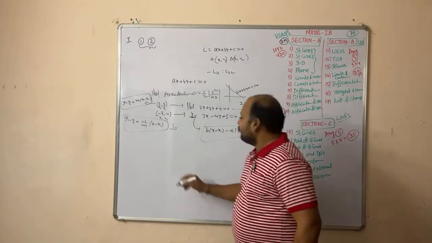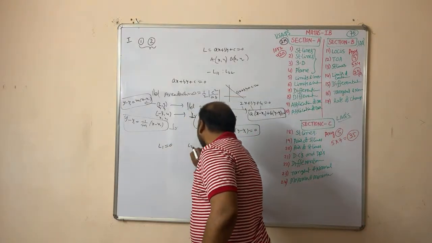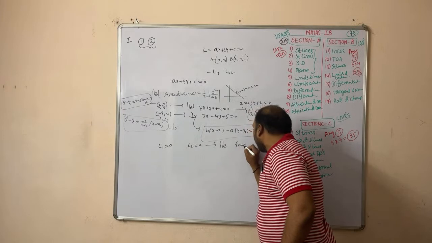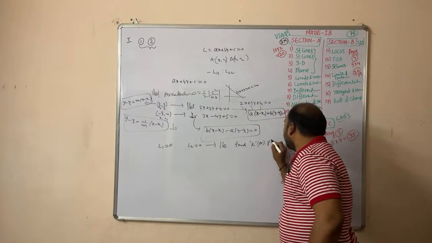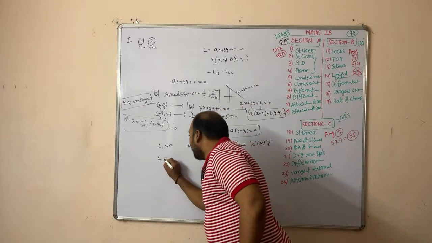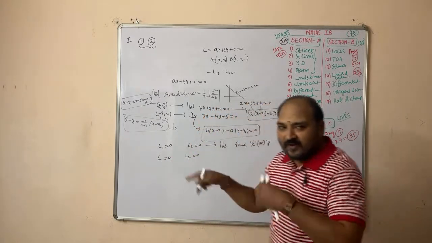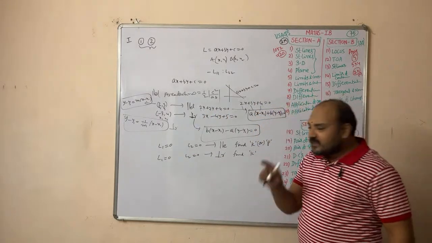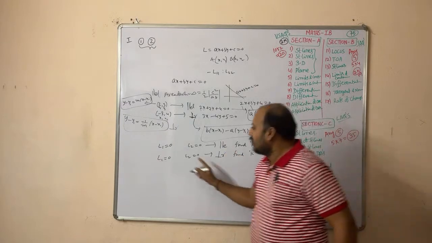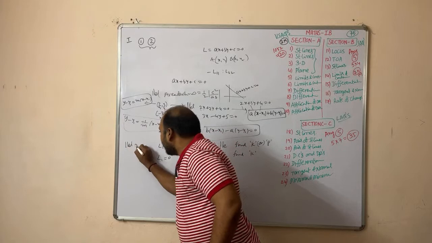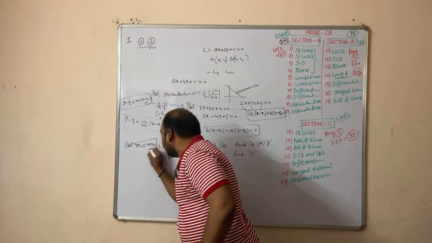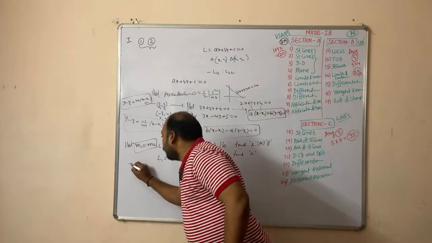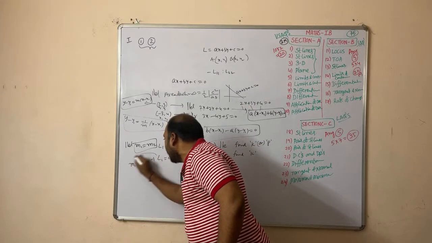Next possibility, they will give two lines, L1 equal to 0 and L2 equal to 0. If these lines are parallel, find the unknown value k or p. Like this they will ask. If the lines are perpendicular, find k. So what are the conditions for parallel and perpendicular? For the parallel condition, m1 is equal to m2, their slopes are equal, dear students. For the perpendicular condition, the product of the slopes is equal to minus 1, m1 m2 is equal to minus 1.